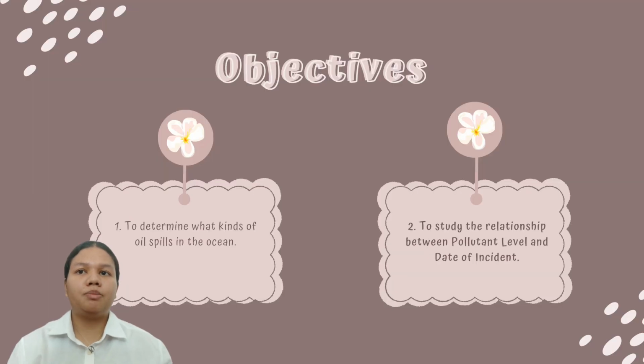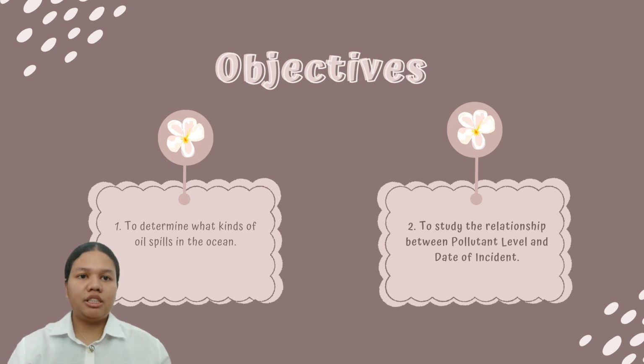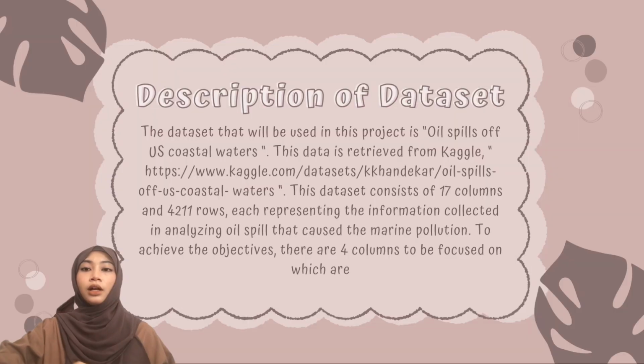And the objective of this topic is, number one, to determine what kinds of oil spills are in the ocean, and number two, to study the relationship between pollutant level and date of incident. So I will pass this presentation to the next presenter.